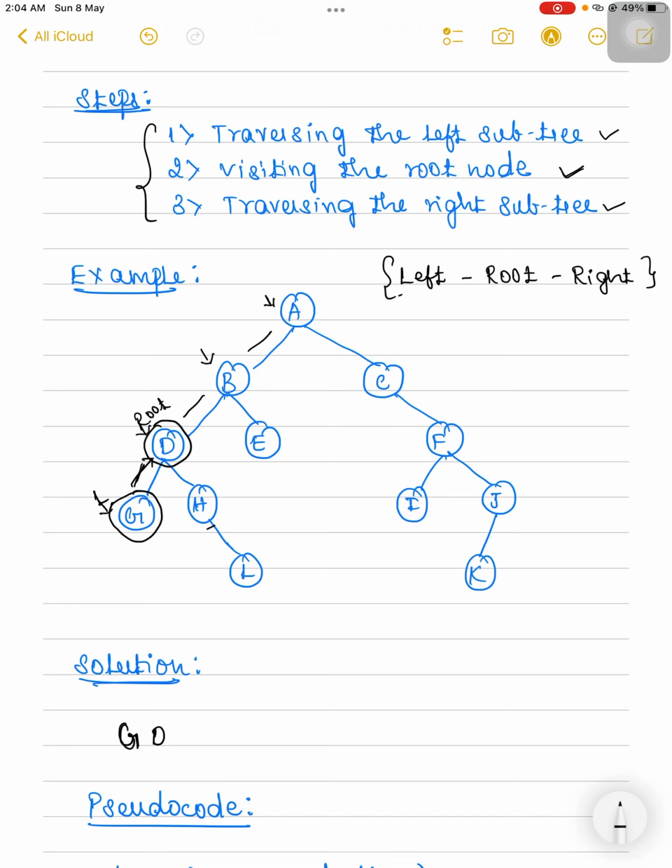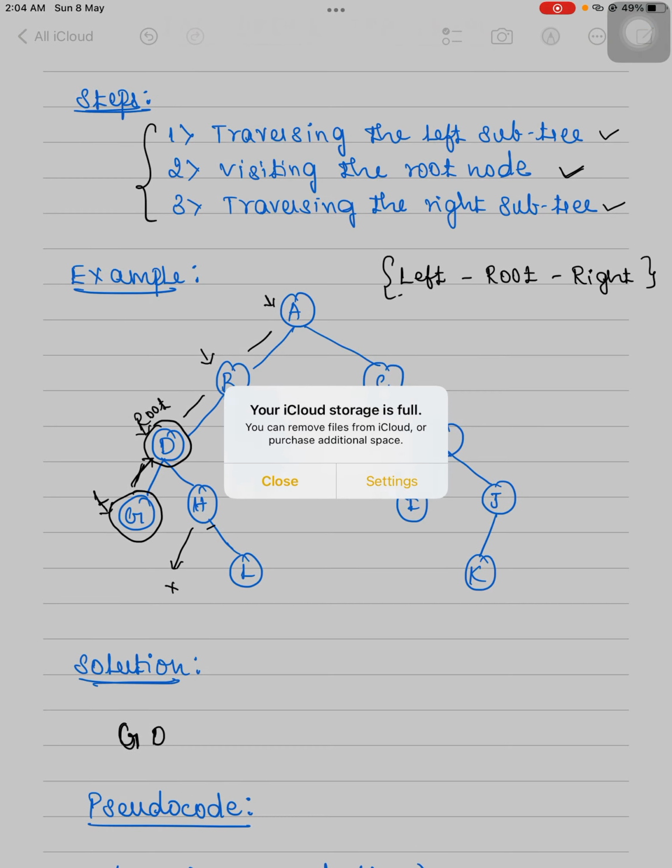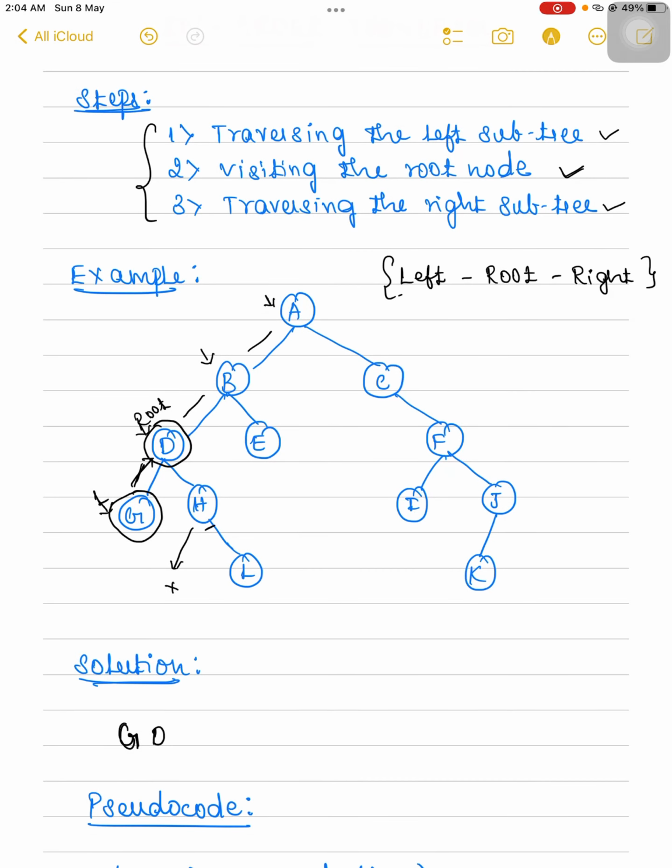When we check the right node H, it is acting as the root node for the node L. So when we check H, there is no left node, but there is only right node. So first it will check for the left node. Since there is no left node here, left node can't be visited. So since there is no left node, directly it will come to the root node. So here the H is acting as a root node. After D, the node H will be visited. After visiting the node H is the root node.